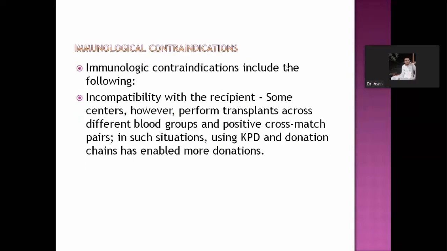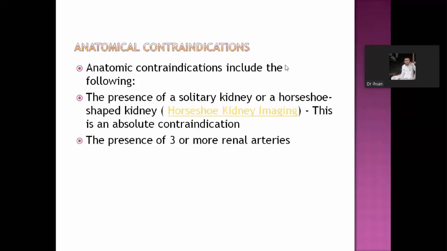Immunological contraindications include the following. Incompatibility with the recipient. Some centers, however, perform transplant across different blood groups and positive cross match. In such situations, using kidney pair donation and donation chain has enabled more donations. Anatomical contraindications include the following: the presence of solitary kidney or a stool kidney. This is an absolute contraindication. The presence of 3 or more renal arteries.